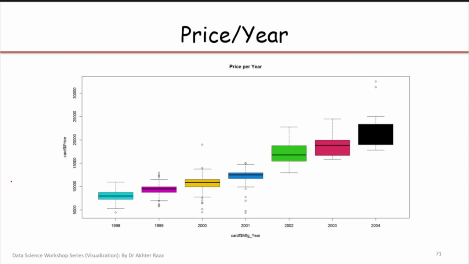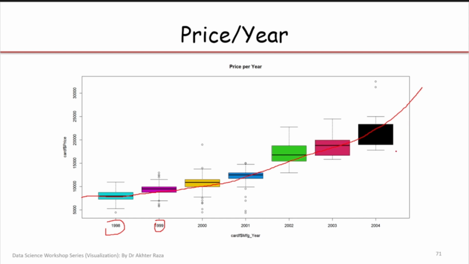This is the output. You can see 1998 is the first year, and the color number will be 1, which is a light blue color. Then for 1999 we have purple color, and so on. For 2000 we have color number 3, and so on. So you can see that there is an increase in price year by year. This is the increment in the price.